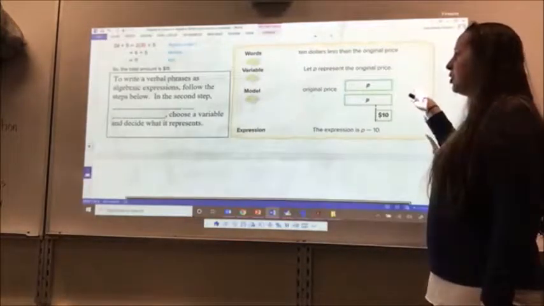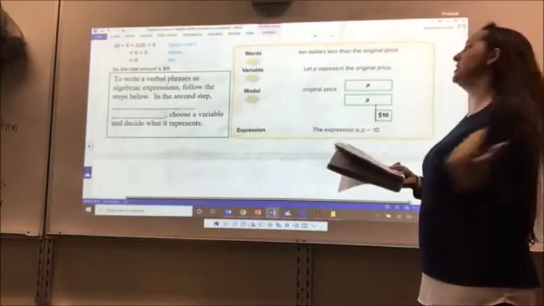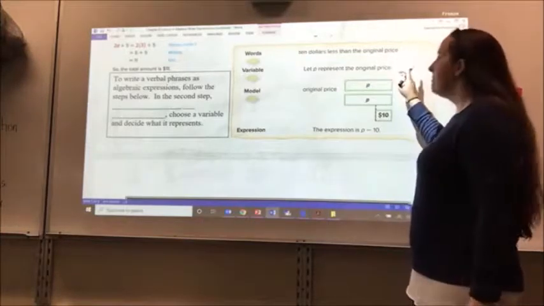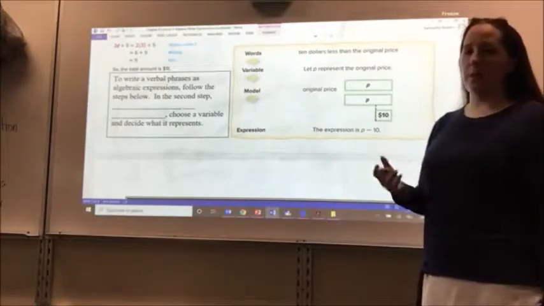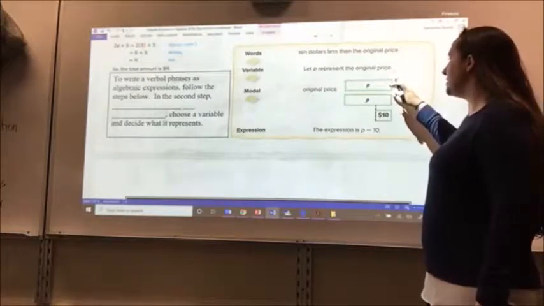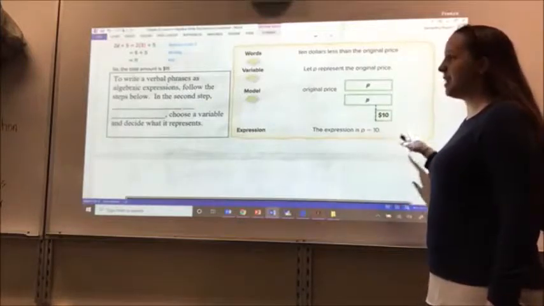My last example over here states $10 less than the original price. So $10 less than the original price, those are my words. My variable, we're going to let P represent price. Okay? So I have my original price, and then my original price minus $10. So my expression is P minus 10.